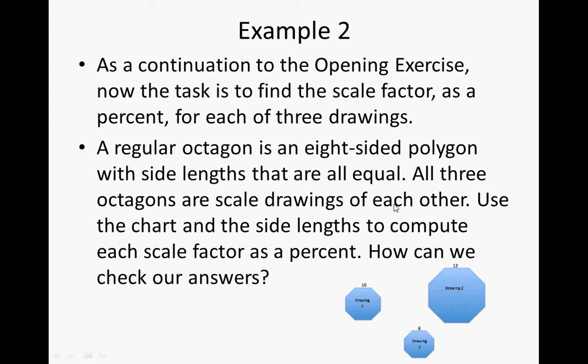So we have scale drawing 1 with side lengths of 10, scale drawing 2 with side lengths of 12, and scale drawing 3 with side lengths of 8. So using our table, we're doing the actual to the scale drawing. In the first row, this actual is drawing 1. The scale drawing will be drawing 2. So how do we do this? Using quantity equals percent times the whole. That means the length in drawing 2 is equal to percent times the length in drawing 1.